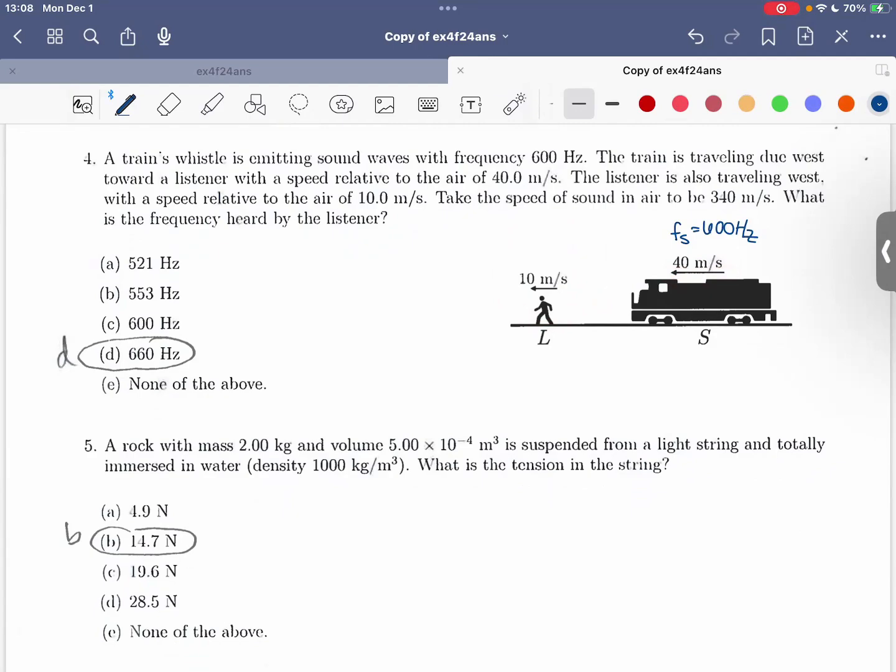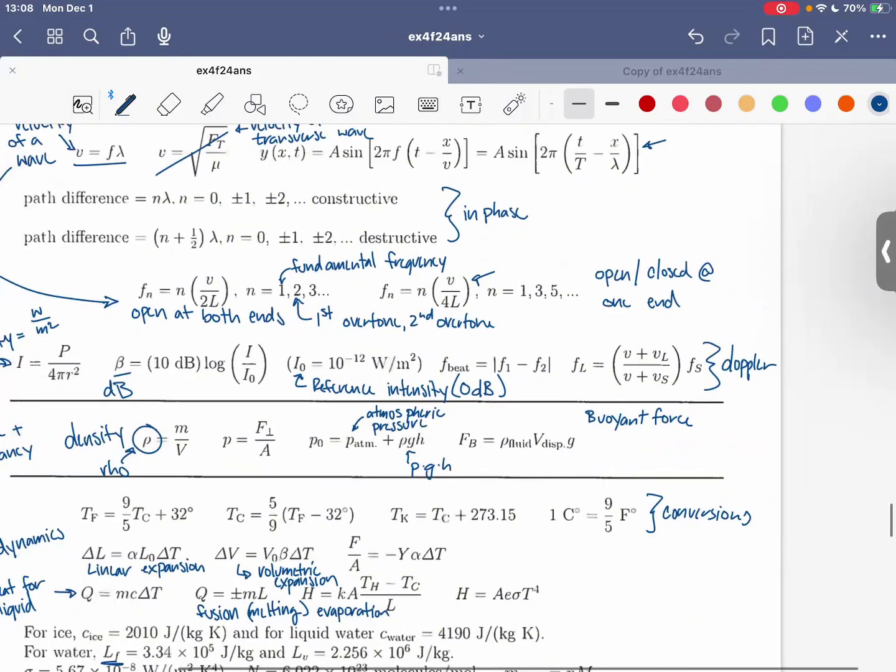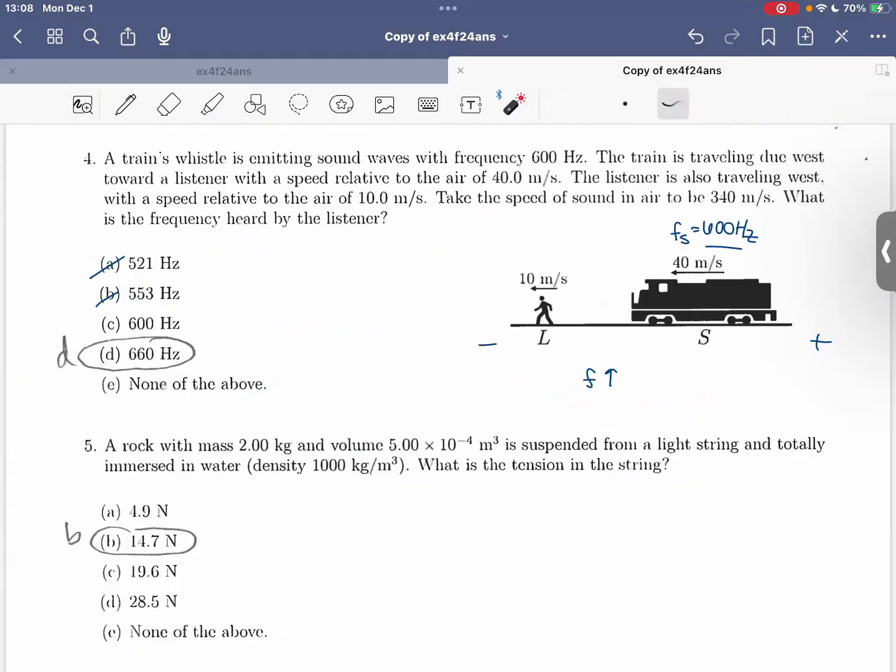Okay, so if you remember, we always said that the right is positive and the left is negative. We can also intuitively say, based on our knowledge of how Doppler works, that frequency should increase, right? So we're told we have the 600 hertz, so we can eliminate answer choices A and B. But let's go to our formula sheet. So we have Doppler right here. So frequency listener is equal to velocity plus velocity listener over velocity plus velocity source times frequency source.